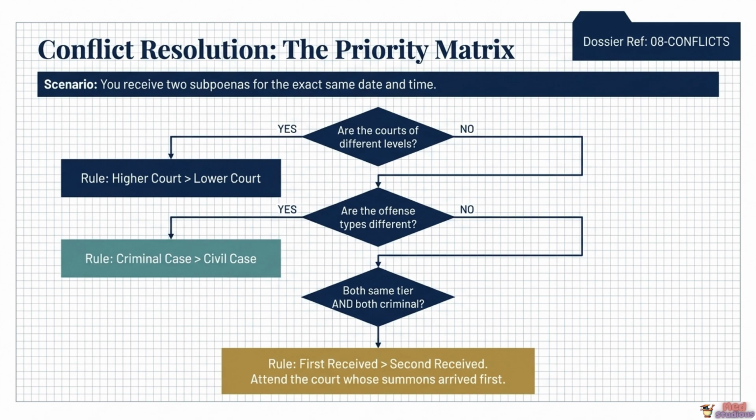If both courts are at the same hierarchical level, then the second question becomes, are the offense types different? If one case is criminal and the other is civil, the criminal case takes priority.